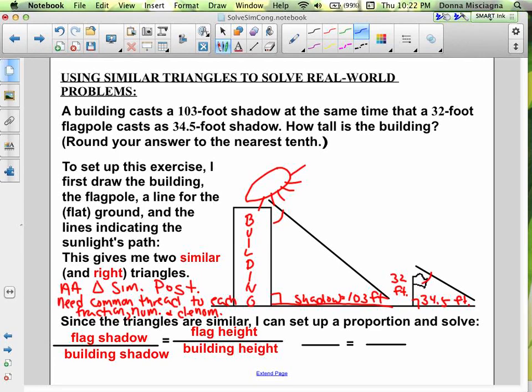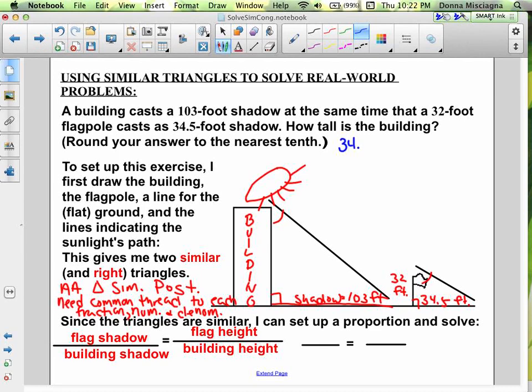So I'll solve it like this. Did I move the things around? I've got shadow, shadow. Building, building. Flag, flag. Height, height. Yeah, I'm good. I moved them back. I couldn't remember if I moved them back. So we've got shadow in the first numerator, in the first fraction, height in the second. We've got flag in the numerator, building in the denominator. That works out. So the flag shadow is 34.5 feet.